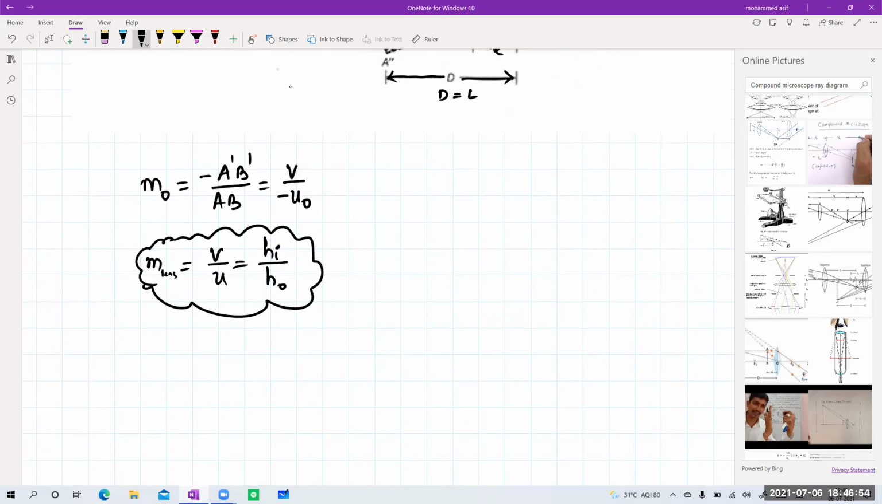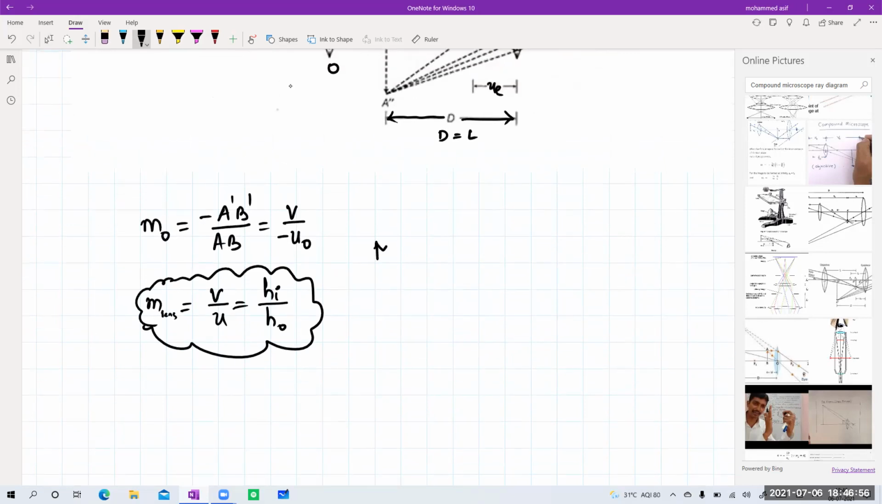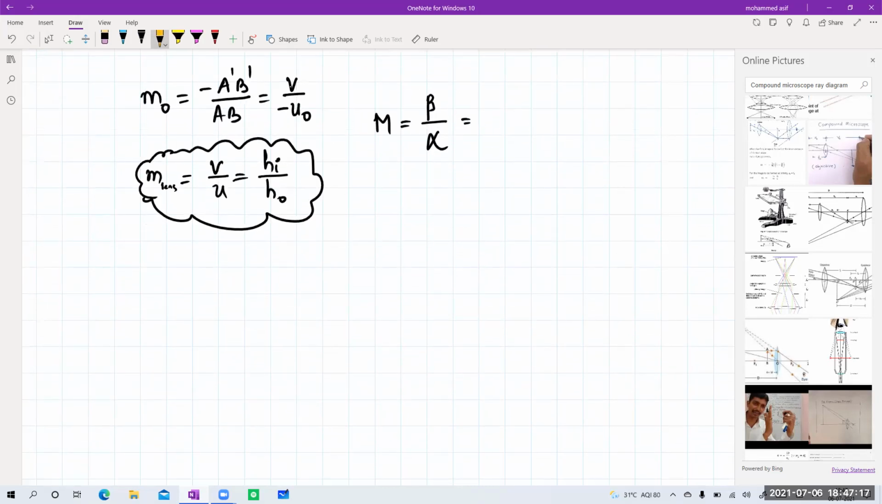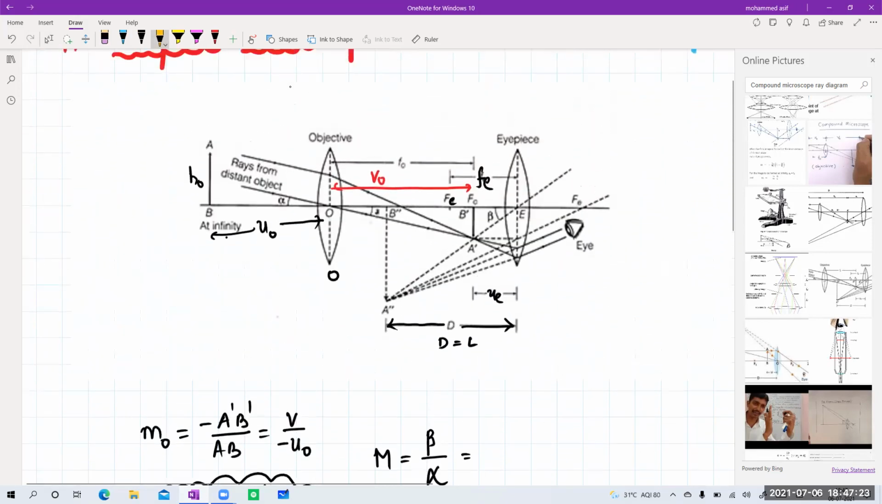Now tell me what will be the magnifying power for this one? Angular magnification M is equal to beta by alpha. Beta is nothing but the angle subtended by the final image, divided by the angle subtended by the object at the distinct object distance. So that means beta by alpha. Now tell me what is tan beta from this one? I'll write here right now. So tan beta is equal to how much? Where is beta in the diagram? Here.